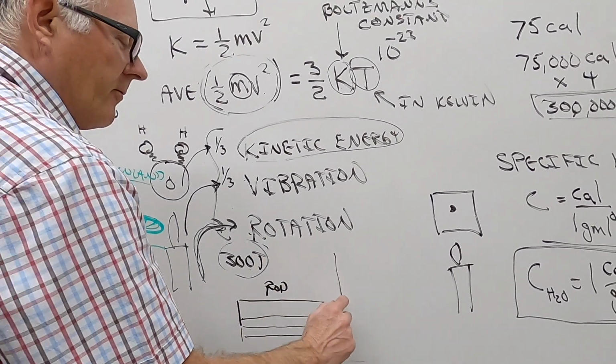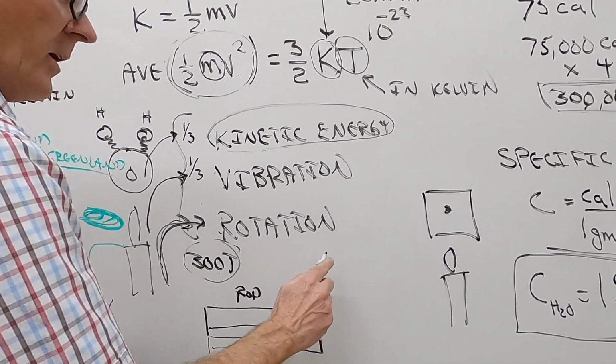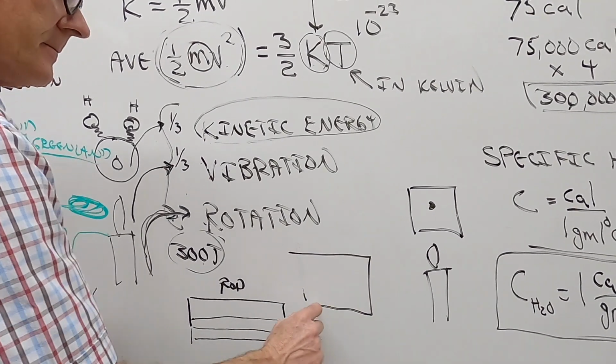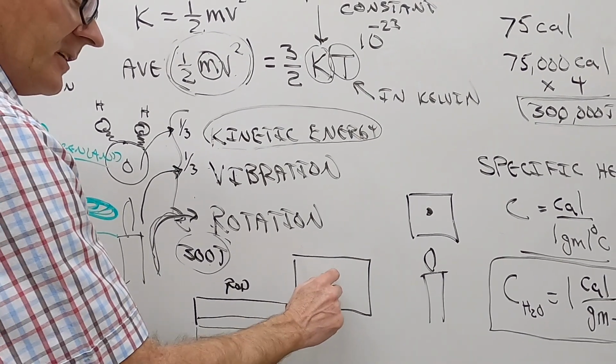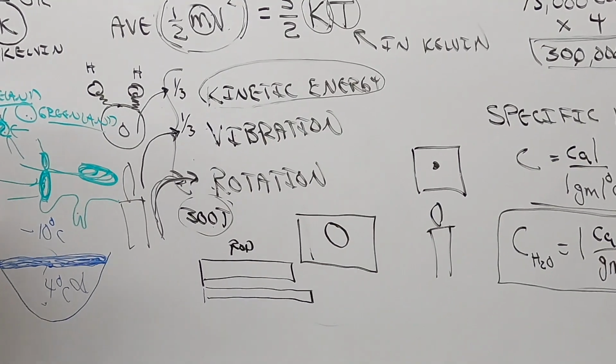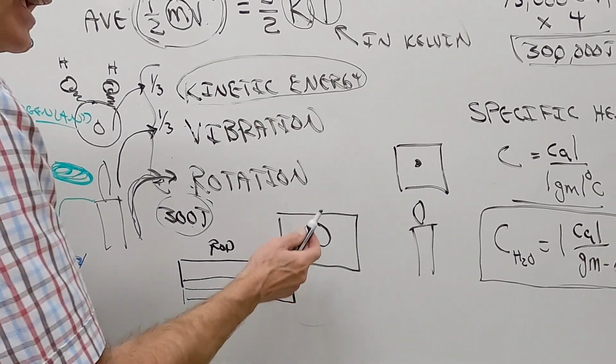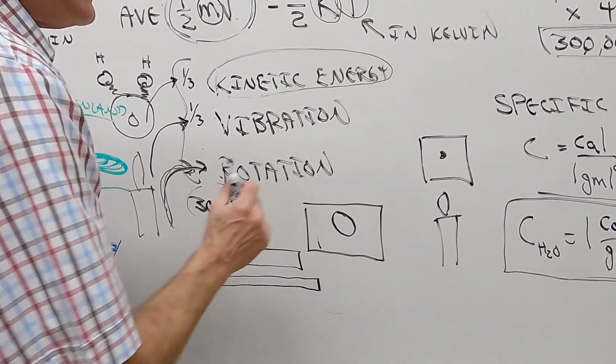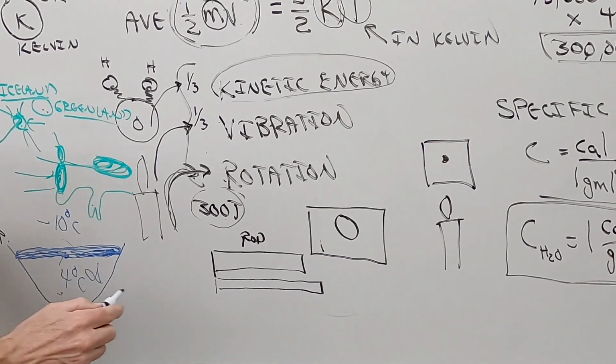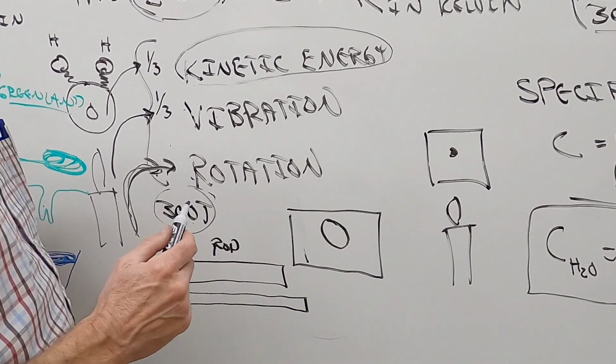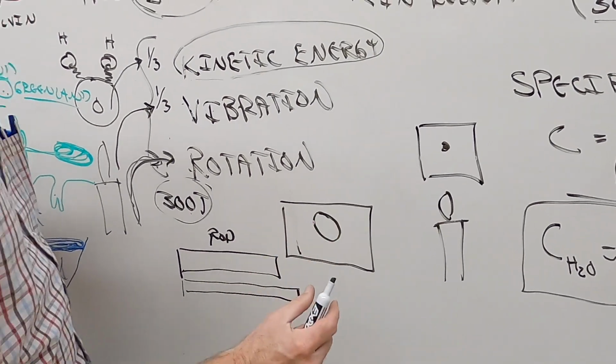Well, what if we have a ring? Well, actually, what if we have a plate of steel, and we put a hole in the plate of steel, and we heat up the plate? What happens to the size of the hole right here? Well, if you ever want to know what's going to happen to the hole, look at the piece that you cut out.